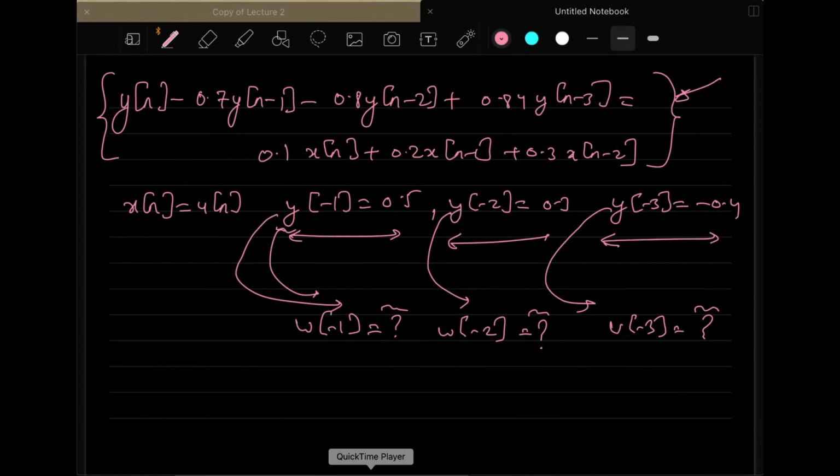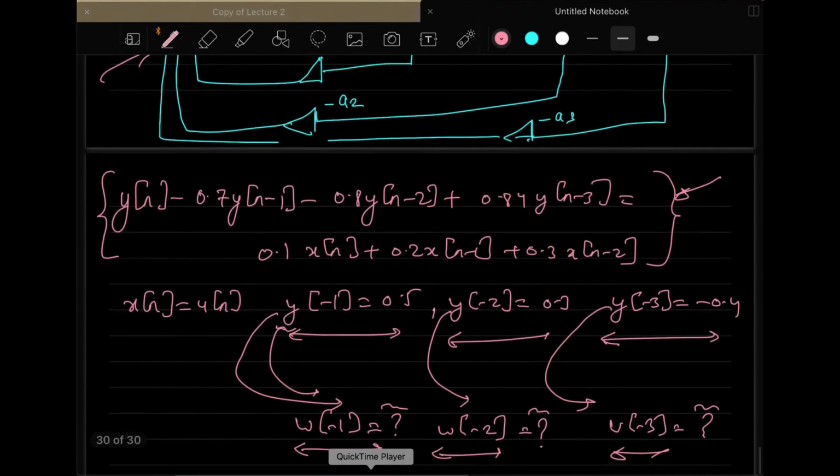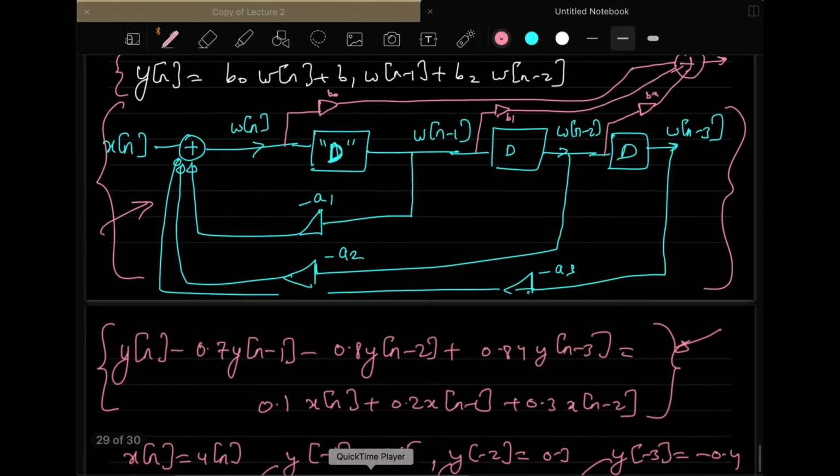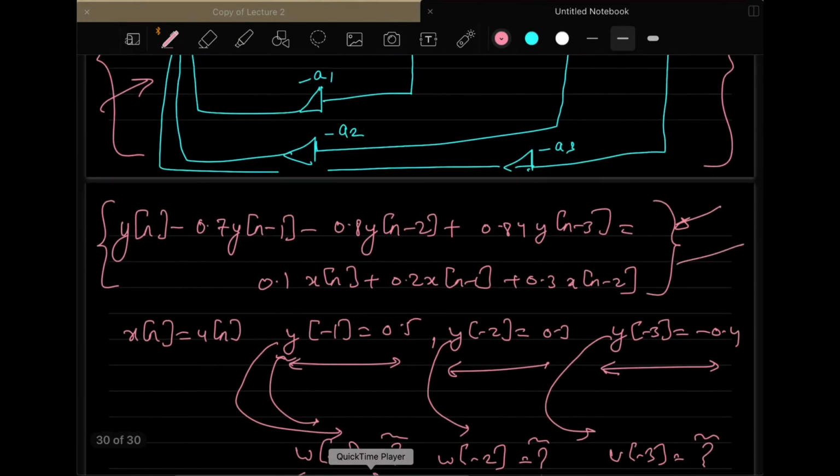So once you have these w[minus 1], w[minus 2], w[minus 3] initial conditions, then using these initial conditions along with this block diagram, you can have a complete block diagram representation for this particular difference equation along with the initial conditions. So if you have any questions here, you can ask related to this, but it is very similar to the details that we had already covered in continuous time.